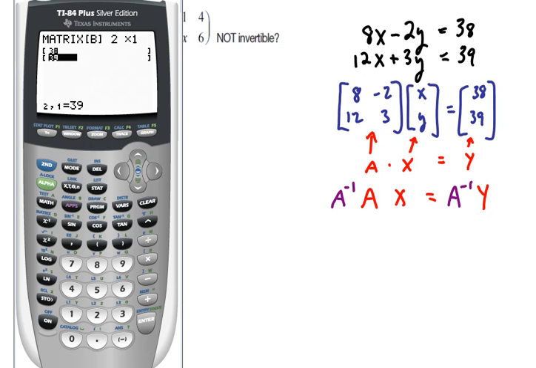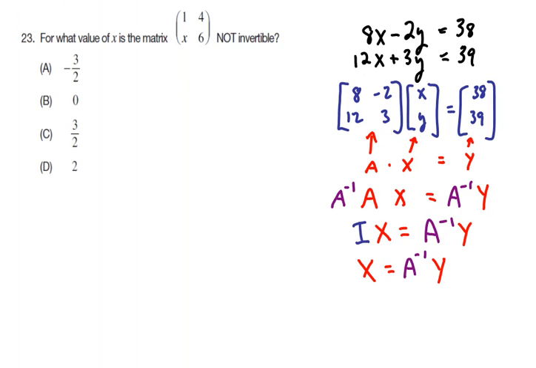both sides by A inverse. When I do that, A inverse times A gives me I, which is the identity matrix, and the identity matrix times anything gives you itself. So the way we're going to solve for X is simply by multiplying A inverse times Y, which in this case we call B.